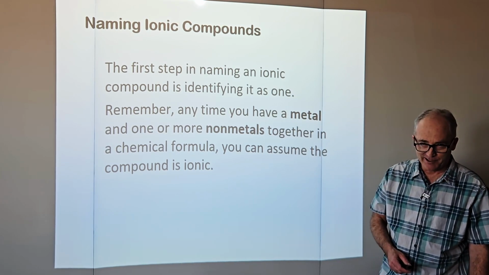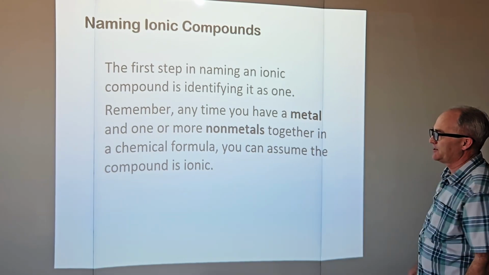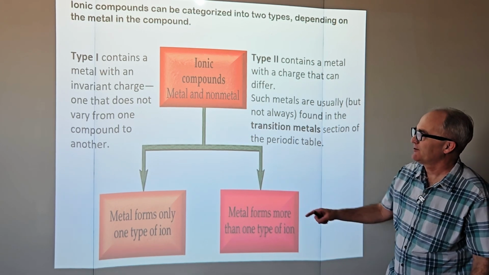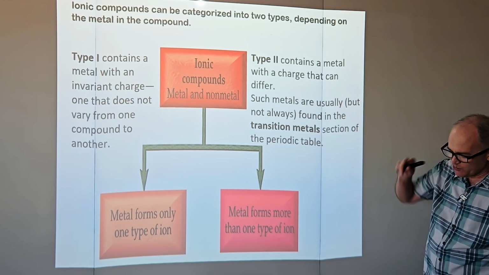How do you identify a metal? It's over on that part of the periodic table. Non-metal's over on this side. I'm going to try not to read lots of my slides. I'm going to try and do a song and dance or something else. All right, ionic compounds, we have 2 types.